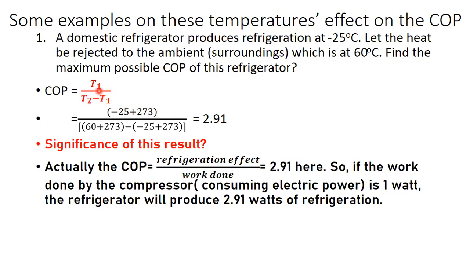Okay, so we are converting the temperature terms in degree Celsius to Kelvin. The SI unit of temperature is Kelvin. So that is (minus 25 plus 273) divided by (60 plus 273) minus (25 plus 273). So it is coming around 2.91. Anyone with a calculator can easily calculate this value and get this result.